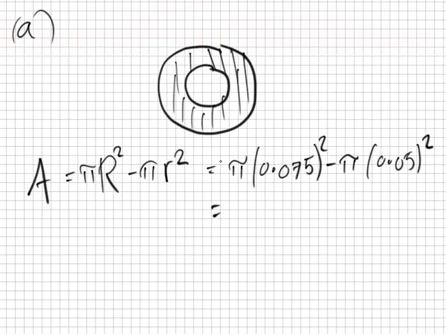Okay, so let's work out what that is. Now, wait, hang on. That's the area of this piece here in the middle, which I don't want. I want this one here. Oh yeah, no, that's what it is. It's this one here minus this one. Yeah, that's right, okay.